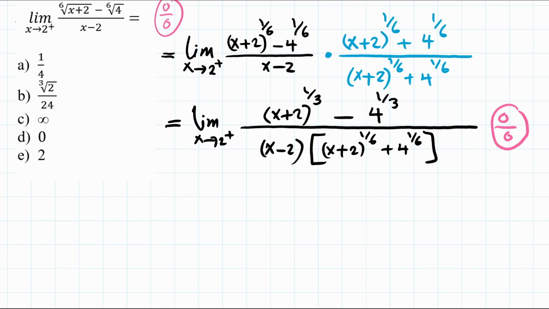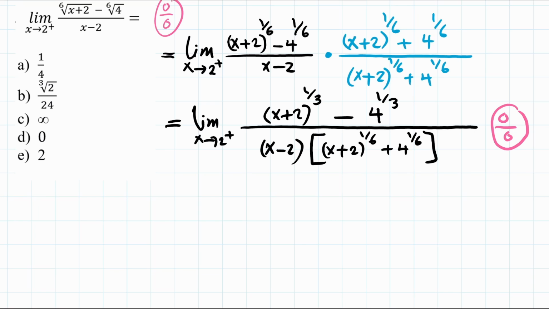This expression should reduce to the square of the first minus the square of the second. So the square of (x plus 2) power 1 over 6 is power 2 over 6, which is power 1 over 3, minus 4 power 2 over 6, which is again 1 over 3. The denominator will stay the same, which is x minus 2 times that expression which we multiplied by.